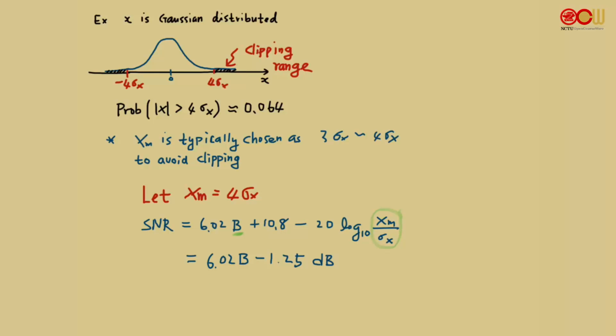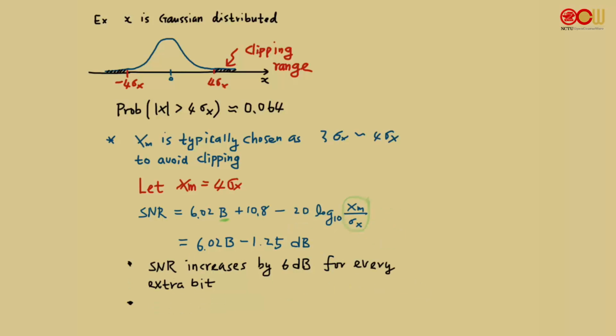Let's read this equation. SNR is equal to 6.02B minus 1.25. So what does that mean? This quantity is independent of Xm, and it's independent of sigma x. And it tells us exactly how SNR depends on B. SNR increases by how many dB? If we increase 1 bit for quantization, it will increase by around 6 dB for every extra bit that we use to quantize x.